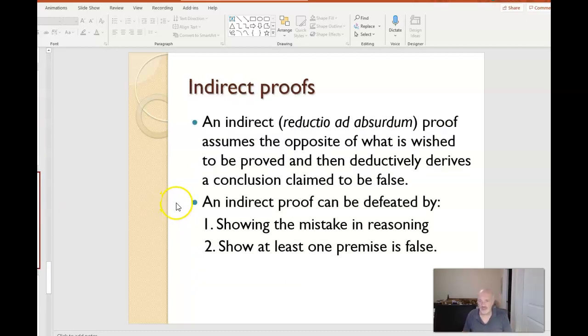Reductio ad absurdum proof is saying, for example, okay, let's start with the opposite of what I want to prove, and then show that would lead down a bad path to falsehood, and that way you defend your position in the argument.